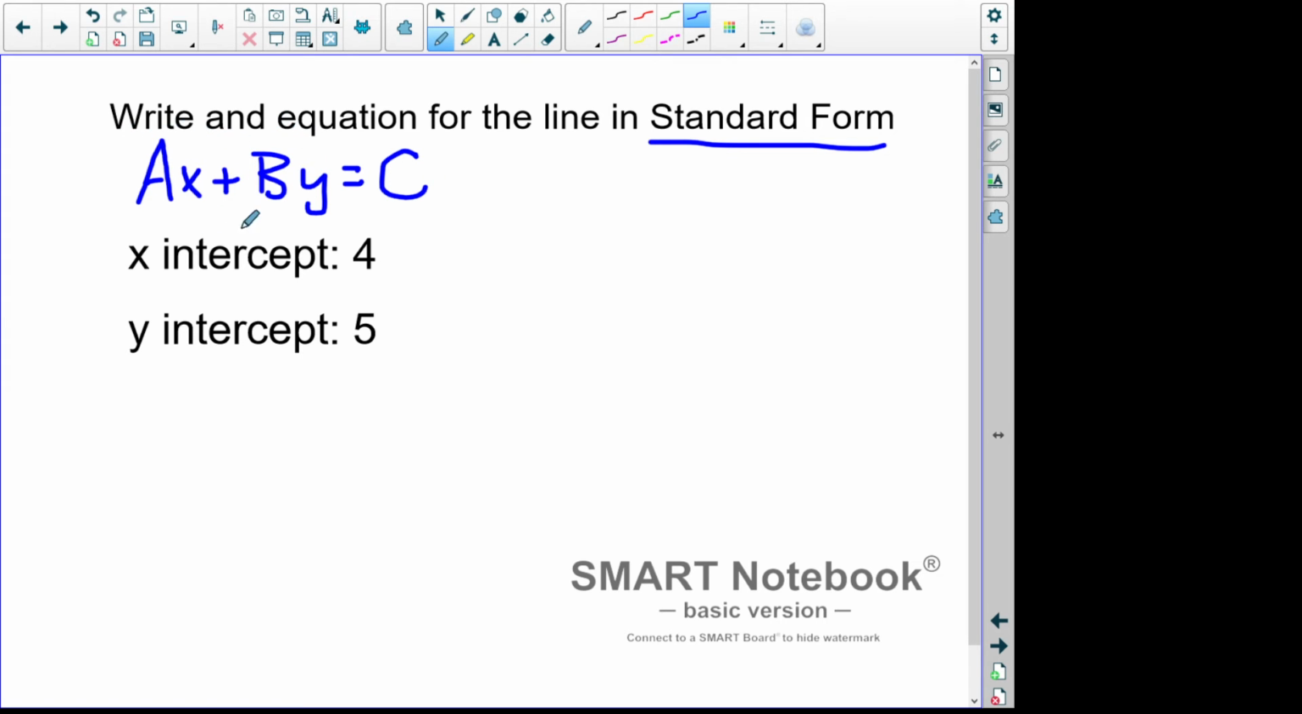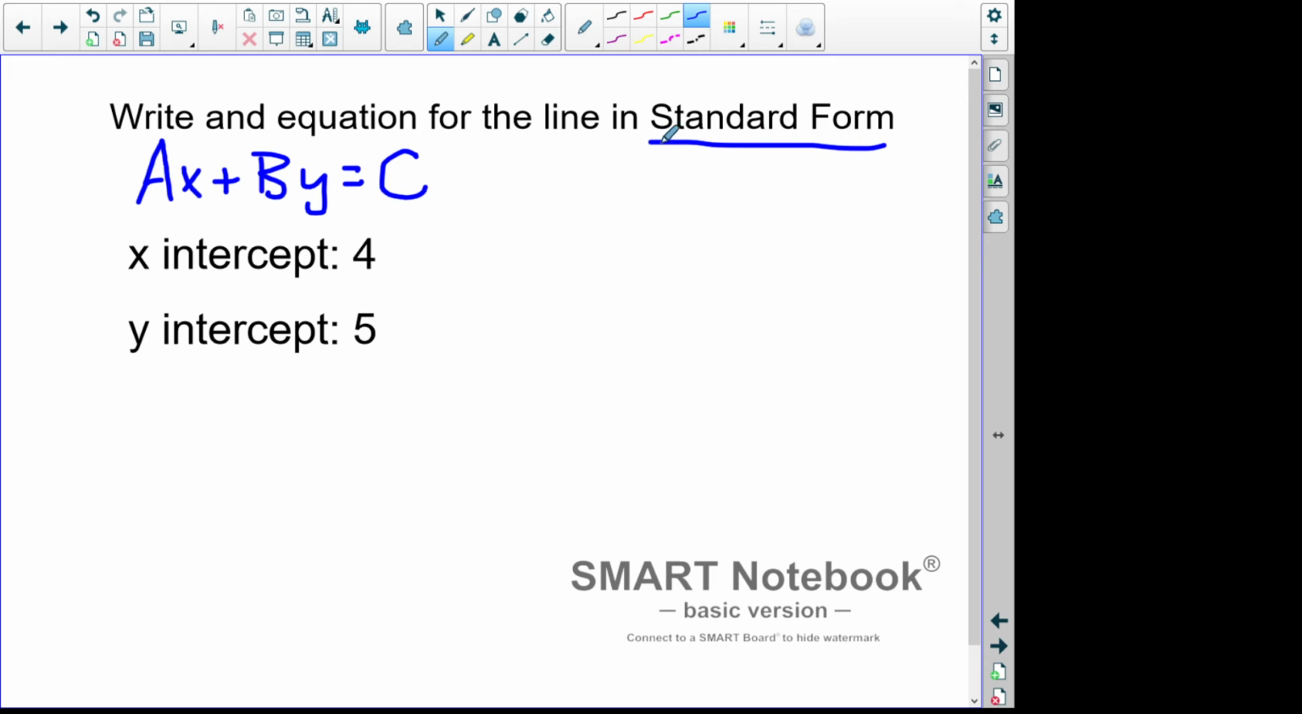The x and the y terms have to be on the left-hand side. The constant term has to be on the right-hand side. And the other thing is that the a value, this leading coefficient, has to be a positive number. So if it comes out to be a negative number, we have to change that somehow and reinterpret that. All right, so that's what we're trying to get to.